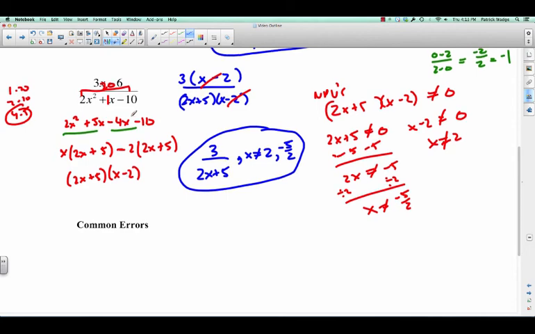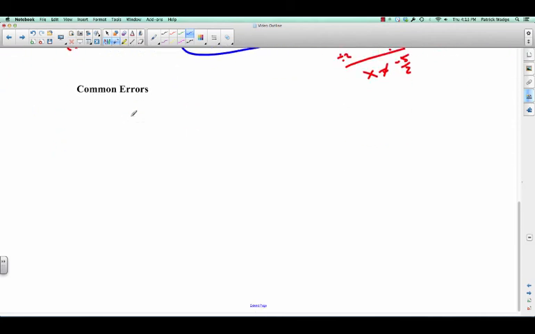A couple of common errors. If you want to see more than the ones I'm going to show you here, take a look on page 51 of your workbook. At least it used to be page 51 of the version I was using when I made this video. It might have changed. So this is a very common mistake.